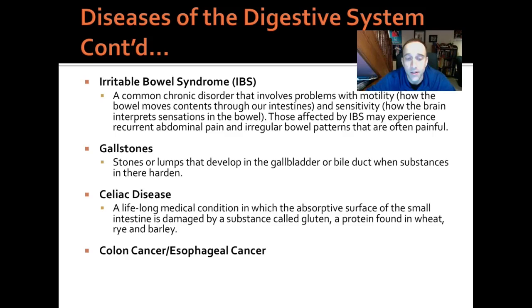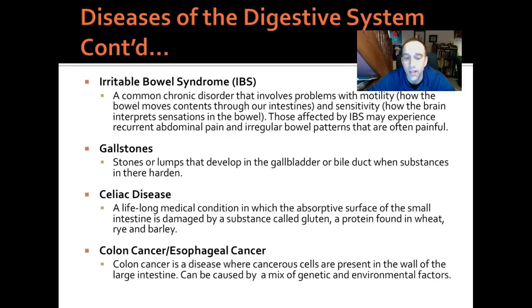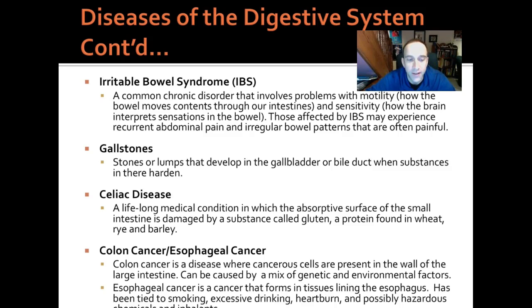Colon cancer and esophageal cancer are some of the cancers that some of you researched during our cell unit and cancer research study. Colon cancer is a disease where cancerous cells are present in the wall of the large intestine. It can be caused by a mix of genetic and environmental factors. Esophageal cancer is a cancer that forms in the tissue lining of the esophagus. As with many cancers, it has been tied to smoking, excessive drinking, heartburn, and possibly hazardous chemicals and inhalants.